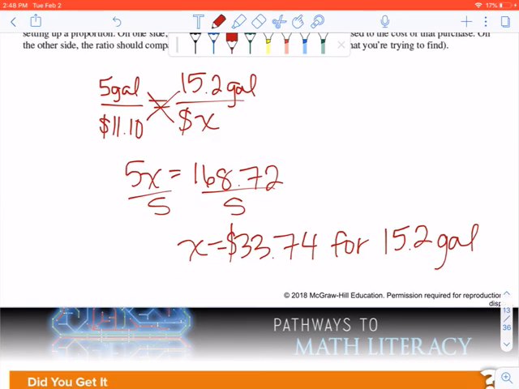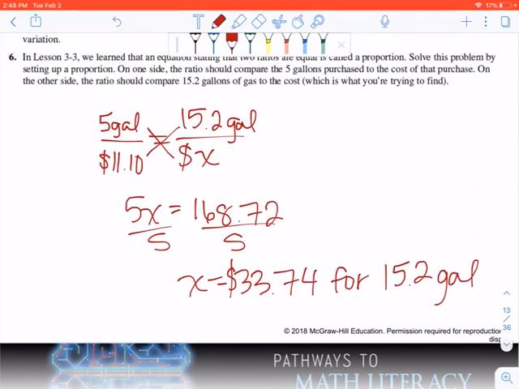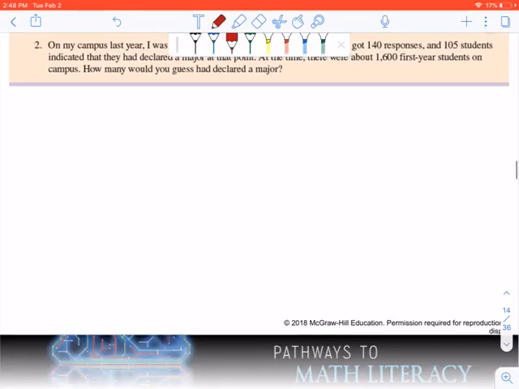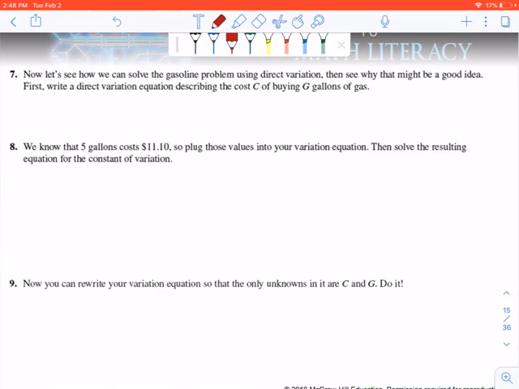Okay. Now in the next problem, we're going to solve this using direct variation instead. So that was using a proportion, which is definitely something you can do to figure out a missing quantity with direct variation. So let's see how we can solve the gasoline problem using direct variation and see why that might be a good idea. So first, let's write the direct variation equation describing the cost of buying G gallons of gas, right? So I have the cost is equal to some constant, what we're really trying to find here is the price per gallon. So the constant times the number of gallons.